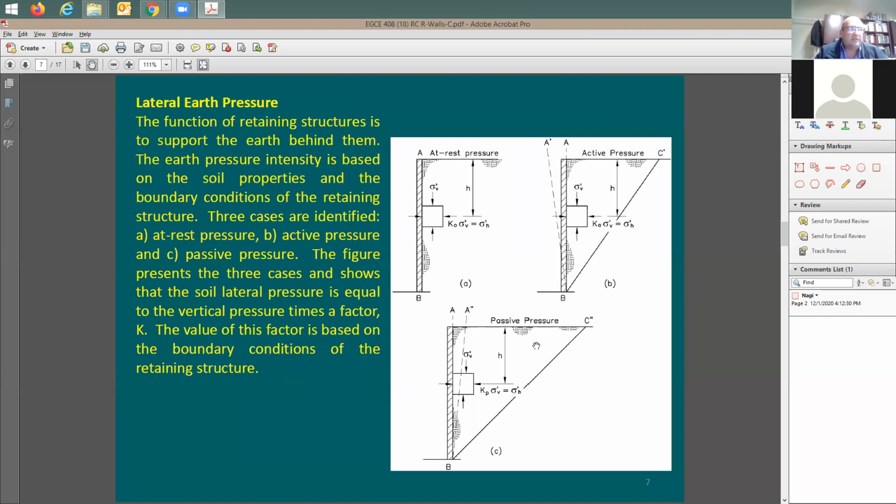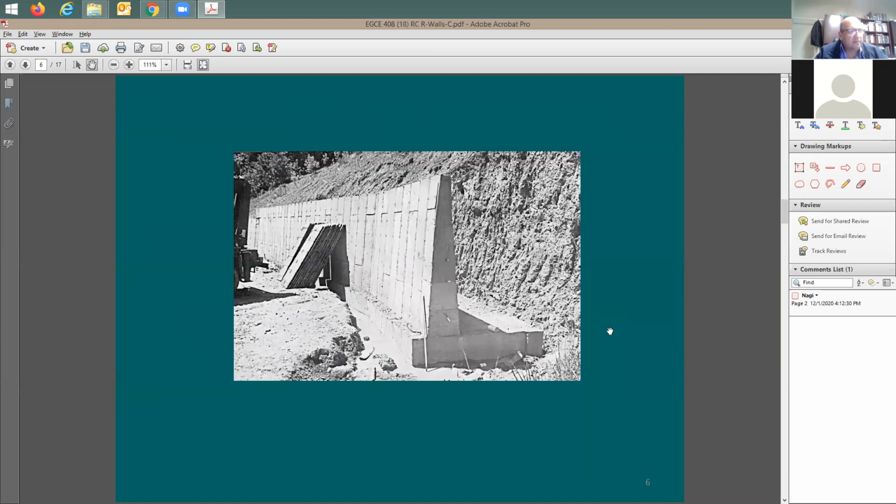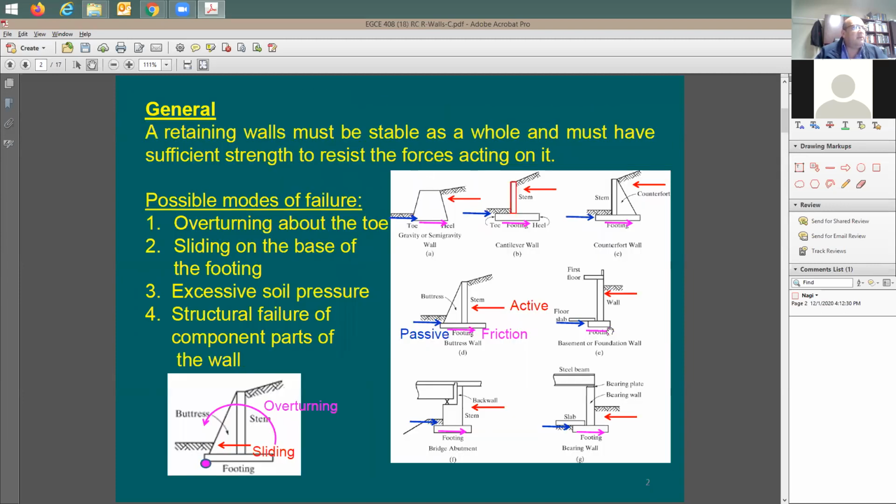Passive soil pressure is gonna happen actually at the bottom of the wall. If I may take you back here, it's gonna happen here at the bottom. So the blue arrow here, like in here, this is gonna be the passive pressure. Because actually this active pressure, it is true, it's gonna be higher in terms of the total value, and it's gonna be pushing the wall against the other soil.